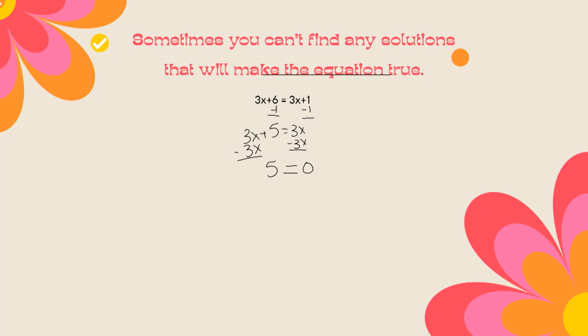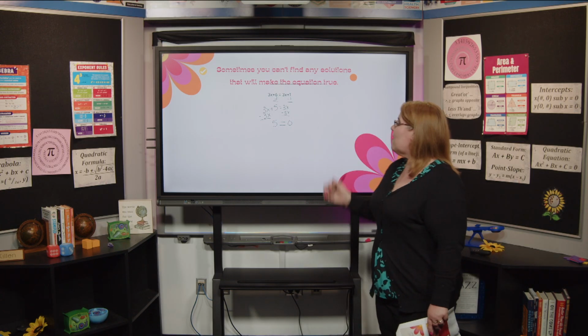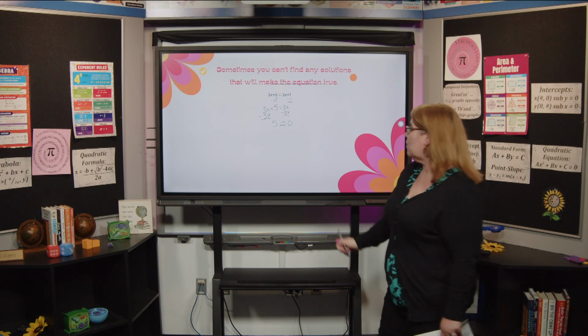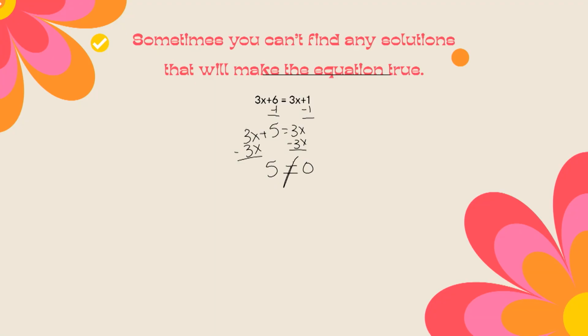Can I have $5 and be broke at the same time? I can't. 5 cannot equal 0. So we're going to use this does not equal sign. It cannot equal that 0. So let's see. 5 will never equal 0.